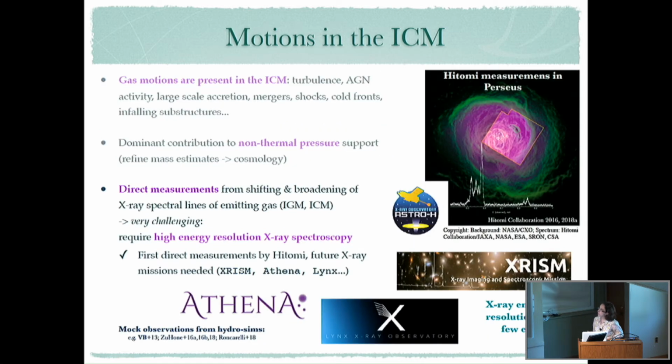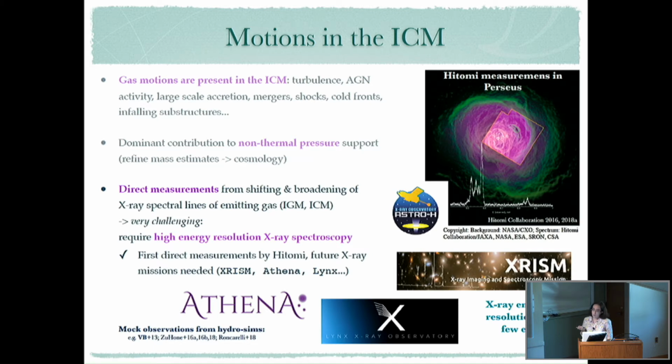So what you can do with real observations is either infer constraints on the gas motions in an indirect way, for instance via X-ray surface brightness fluctuations or pressure fluctuations, but you can also measure velocities, or you could in principle directly measure the velocity of the ICM. And the only way to do this directly is via the shifting and broadening of emission lines from preferably heavy ions that contribute to the spectrum, since the ICM is enriched.